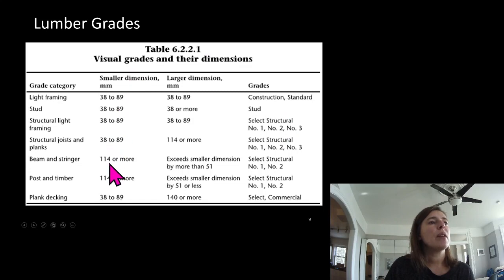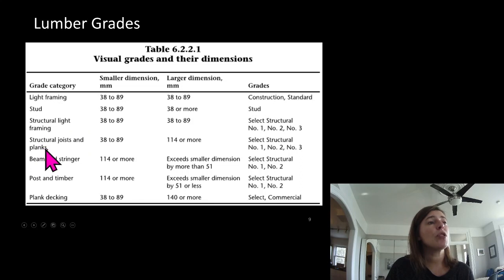So let's look. Well, we're in the 38 millimeters, the smaller dimension. The larger dimension was 184, so it's not this. It could be this, but it's not a stud grade. We're not our structural light framing, which is what our last one, our compression member, was. Larger dimension, 114 or more. So we have 38 by 184, which is greater than 114, and we had number 1, number 2 grade.